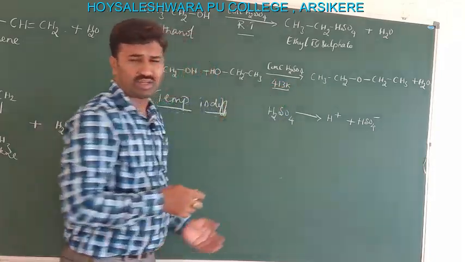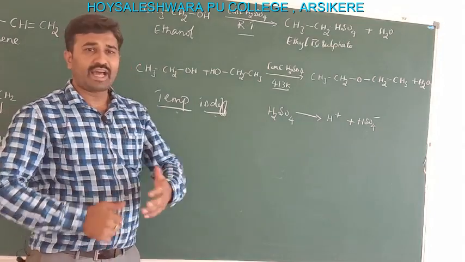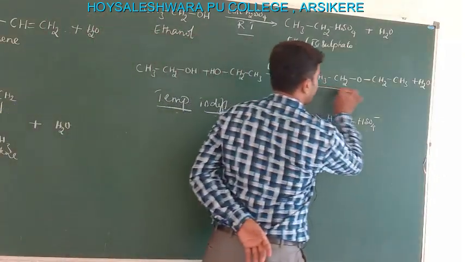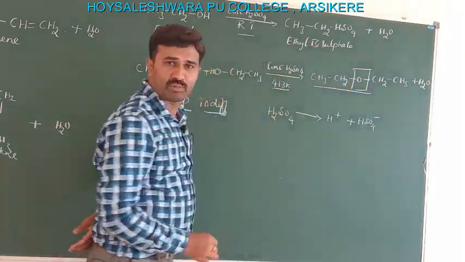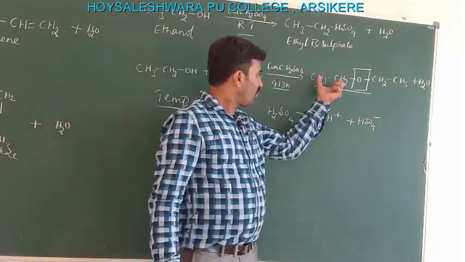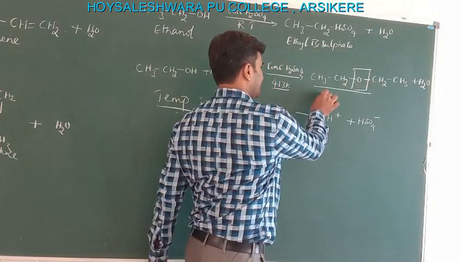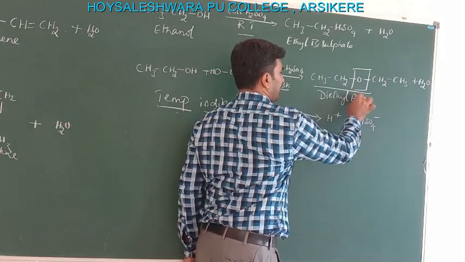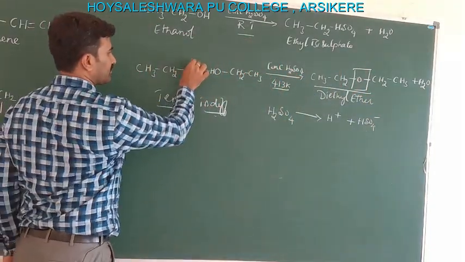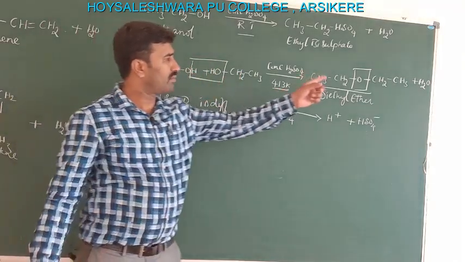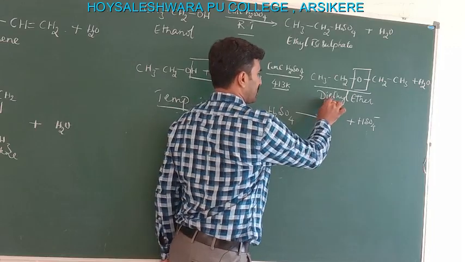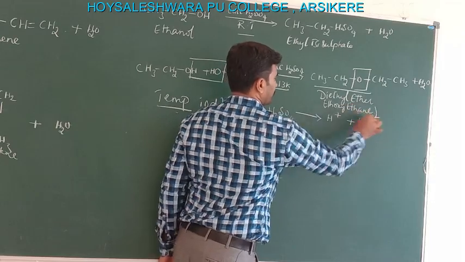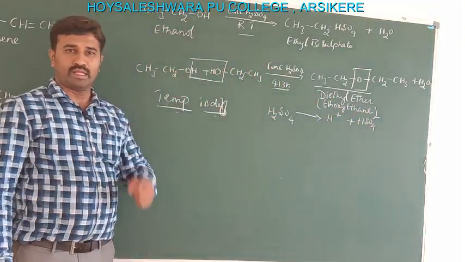At 413 Kelvin or 140 degrees Celsius, it forms a functional compound, that is a functional isomer of the alcohol, that is ether. See here, the ether functional compound is formed. The name is, see here, one ethyl, here is another ethyl, that is diethyl, and the functional group is ether, diethyl ether. The removal of water takes place to form diethyl ether. The IUPAC name of this compound is ethoxyethane.